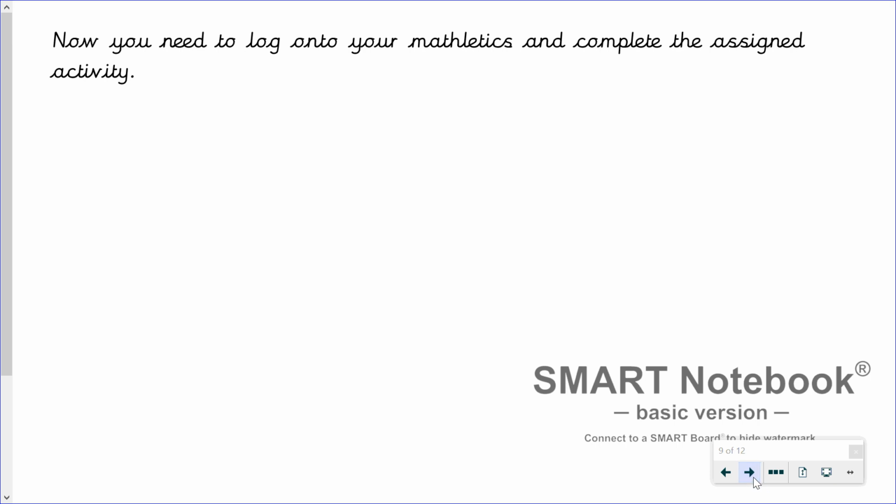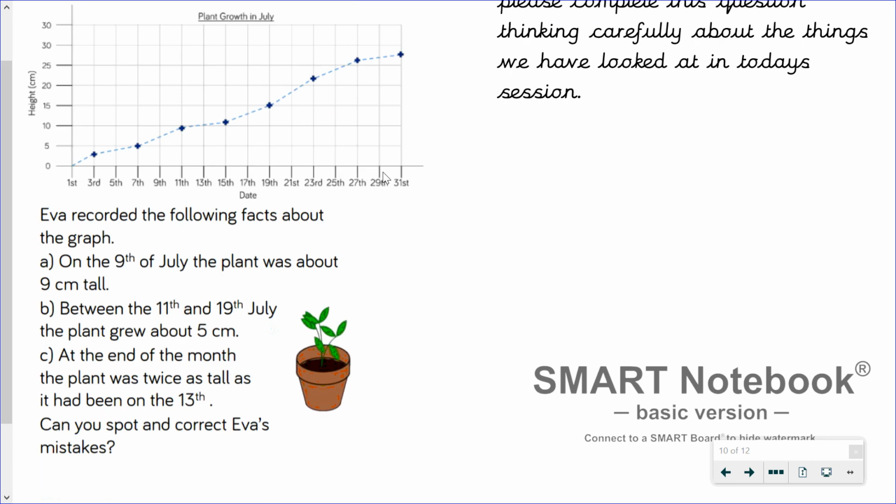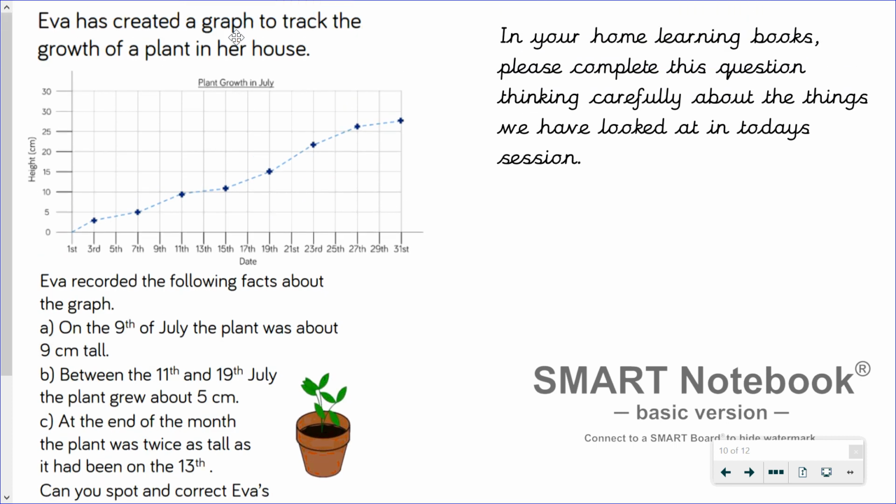So let's move on. So here is our question. I'll read you the top bit, and I'm going to scroll down a tiny bit so you can see the bottom bit of the question. I don't want to make it much smaller. Eva has created a graph to track the growth of a plant in her house. The y-axis is height in centimeters, and the dates of July are at the bottom. So it starts at the 1st and it goes up in jumps of 2 days.